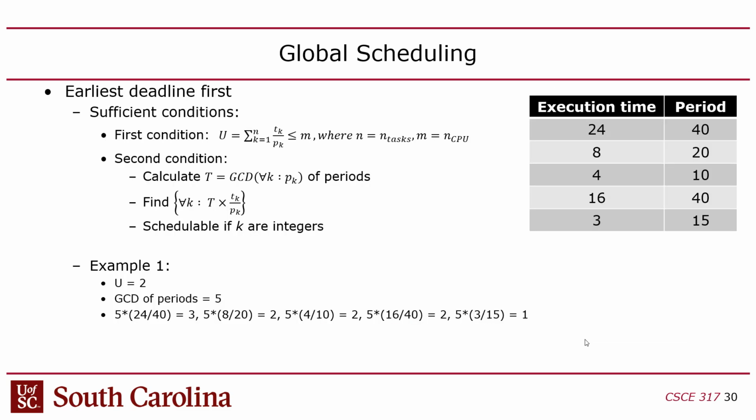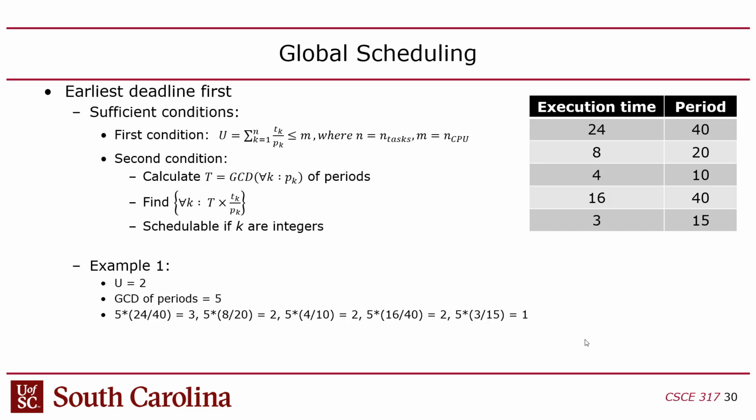All right, so global scheduling with EDF has the wackiest schedulability test. So there's two conditions. Obviously the utilization has to be less than M, the number of CPUs, right? That's common sense. But then there's this second condition. This is the one that's really strange. I don't understand how this was derived, but you have to calculate the greatest common divisor of the periods.